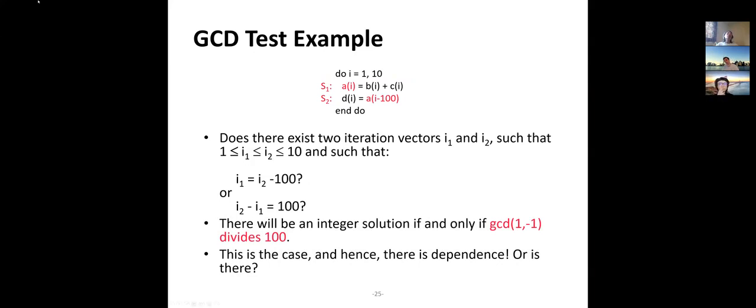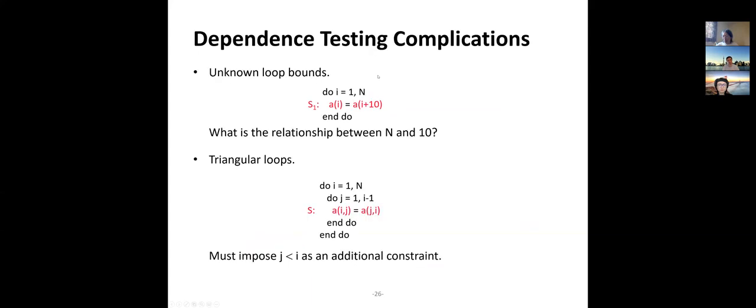So this is an example where it doesn't work, right? You see we have a distance of 100, and that's infeasible with the loop iterations going from 1 to 10. You never actually have that happen. But the GCD test is not that smart, so it's going to tell you that it's fine, right? And the problem is that's a false dependence. It's not a real dependence. So that's not perfect because it cannot take the constraints into account.